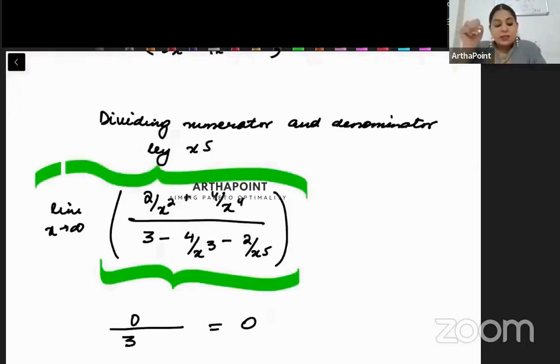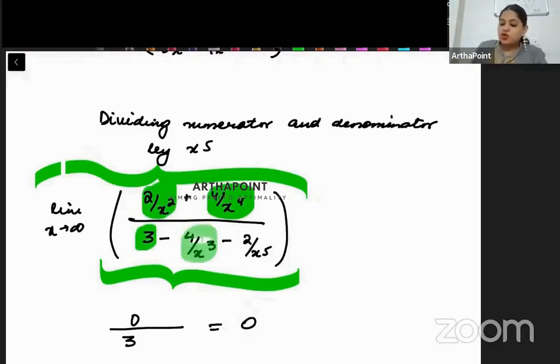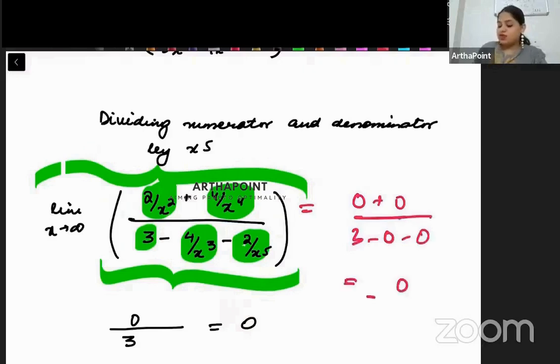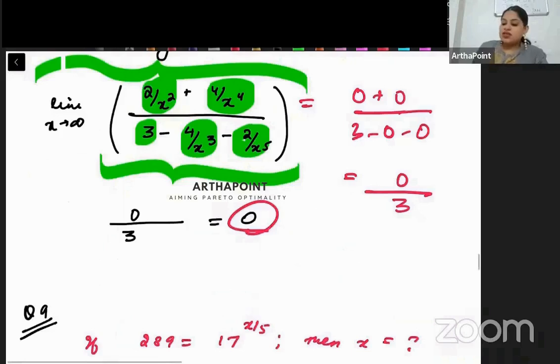Now, x must approach infinity. So 2 by infinity will be 0, anything by infinity is 0. This is 3. This is 0. This is 0. So you will get beta 0 plus 0 upon 3 minus 0 minus 0. So it will be 0 upon 3, which will be 0. So the answer to this question will be 0. That's the answer to this question. Okay, come to the next one.